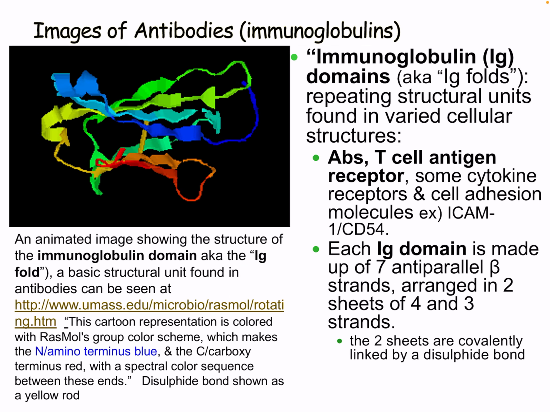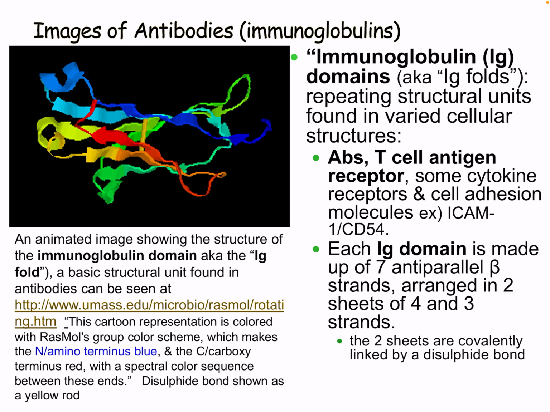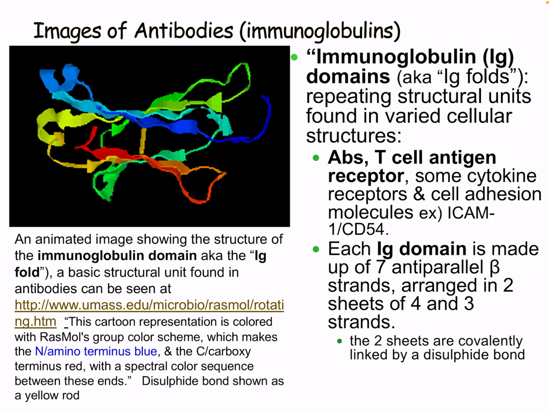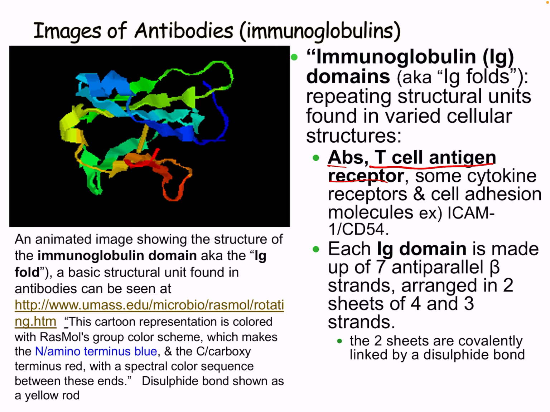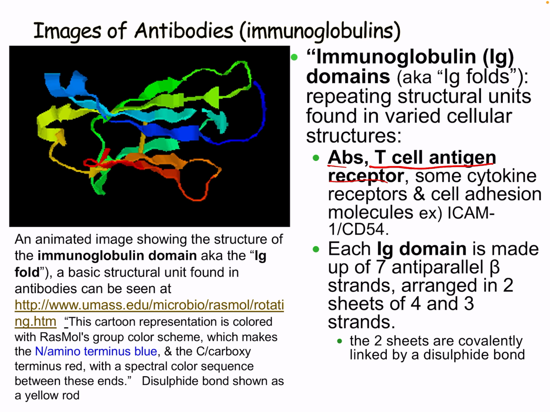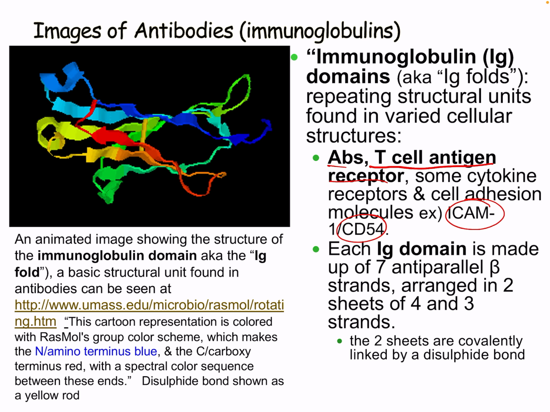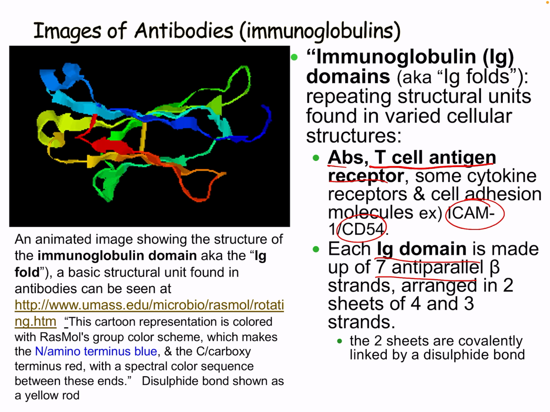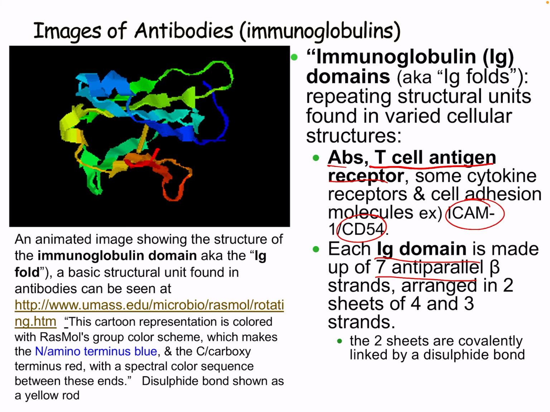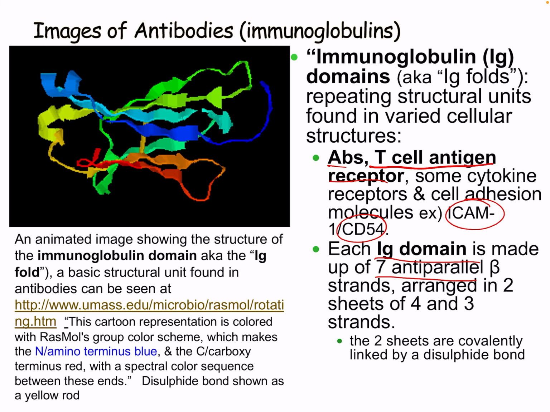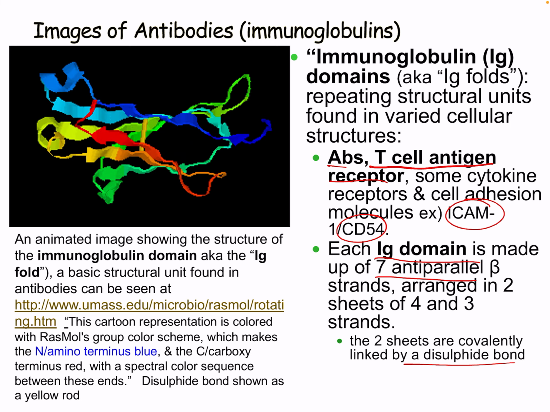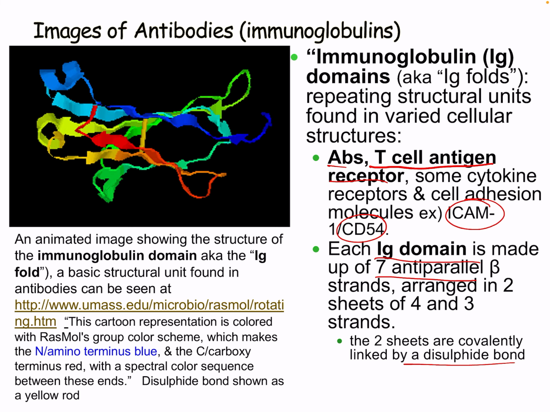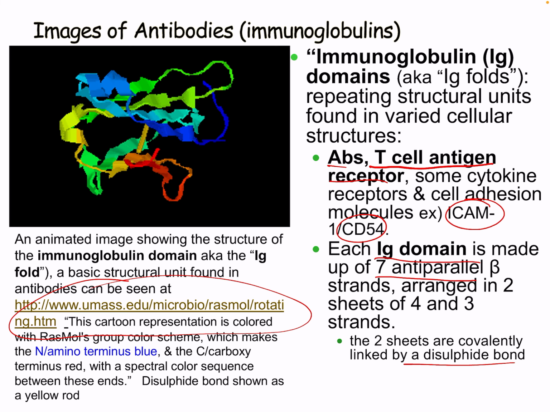So immunoglobulin, or Ig, folds, the Ig immunoglobulin domains, are repeating structural units found in varied cellular structures, such as antibodies, T-cell antigen receptors, and some cytokine receptors and cell adhesion molecules, such as ICAM, or CD54. Each immunoglobulin domain is made up of 7 antiparallel beta strands arranged in 2 sheets of 4 and 3. The 2 sheets are conveniently linked by a disulfide bond. So this is a structure showing the different beta-pleated sheets. Again, another website to check out.